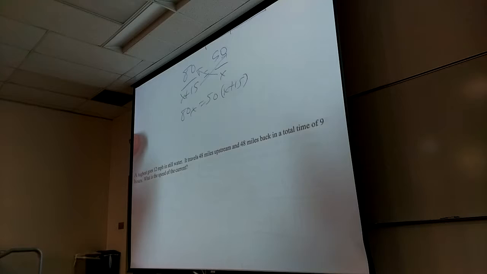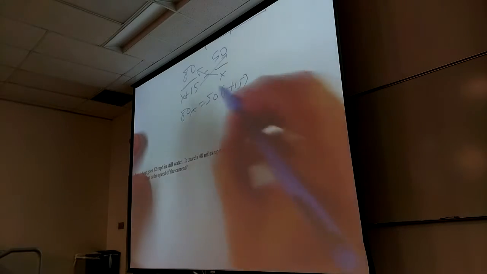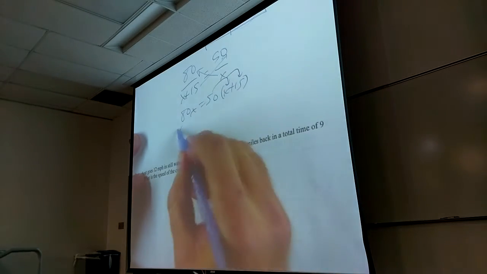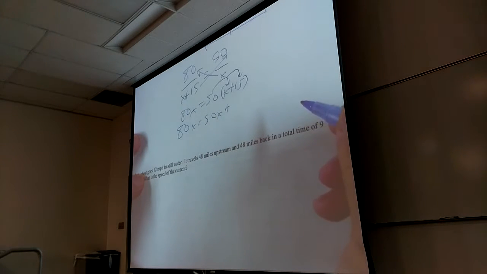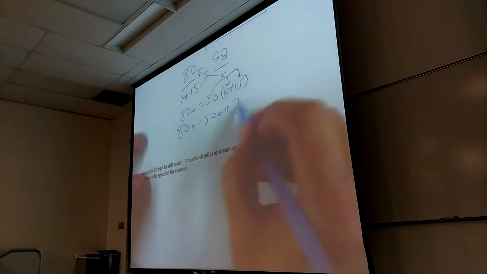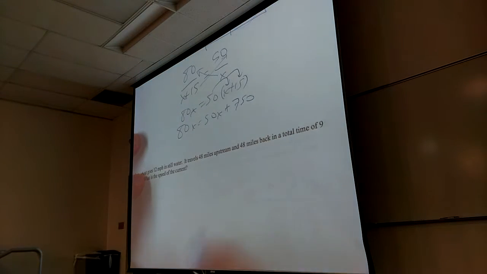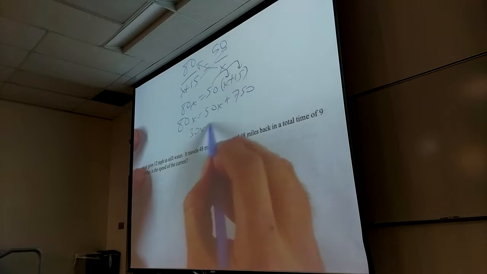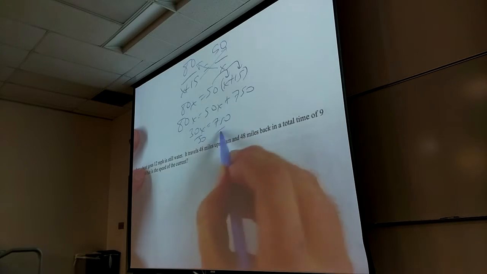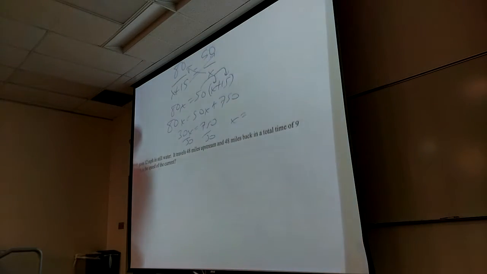Yes. So 80x equals 50x plus 750. Subtract 50x, you get 30x, divide by 30, you get 25.